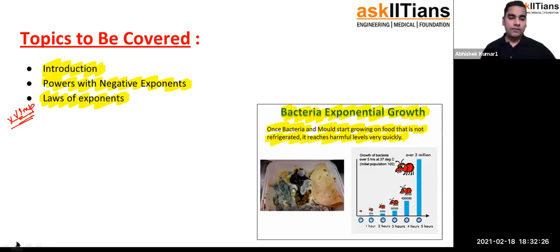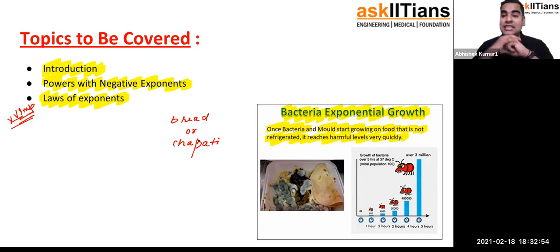Okay, you bought bread at your home, or maybe let's say chapati, that is there at your home, and you left that chapati or the slice of bread unrefrigerated, without refrigeration, for some days. What is going to happen in that situation? You will see bacteria or molds growing over it, and you will see that they increase in number very fast.